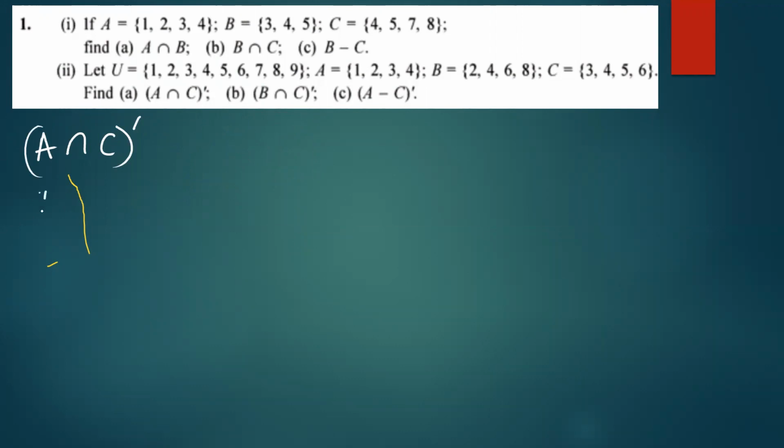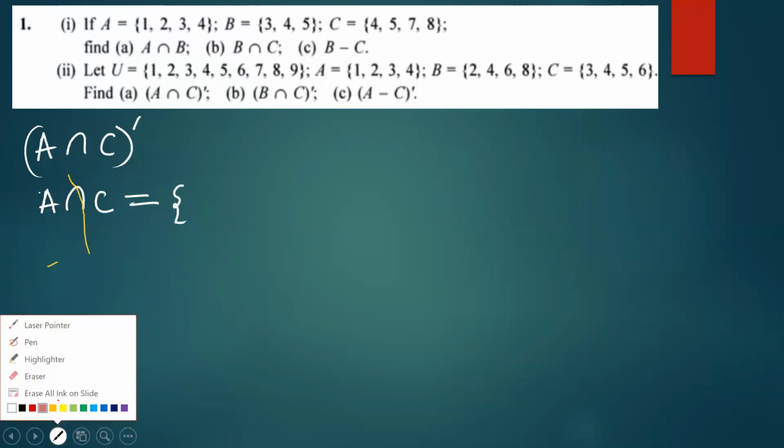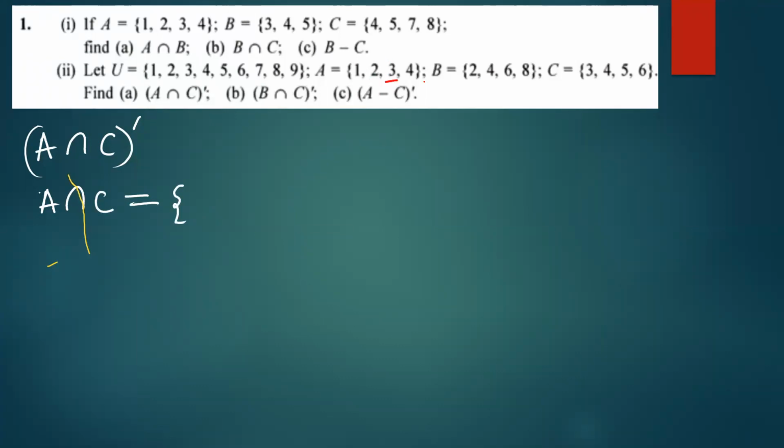So what is in the brackets there? We have A intersection C. So this is what we have in the brackets. So I'll first find A intersection C, meaning I'll find the common elements between A and C. So in A we have 1, 2, 3, 4. And then in C we have 3, 4, 5, 6. So the common elements between A and C are simply, so the common elements, we have 3 there, we also have 3 there. We have 4 there, we also have 4 there.